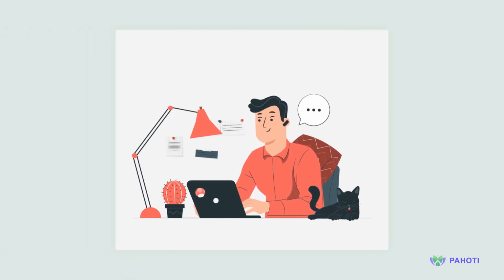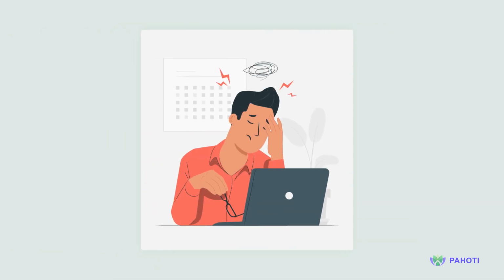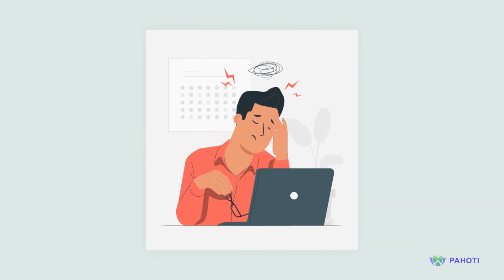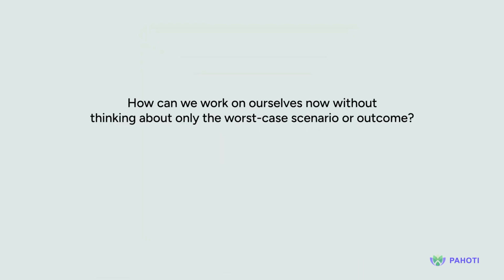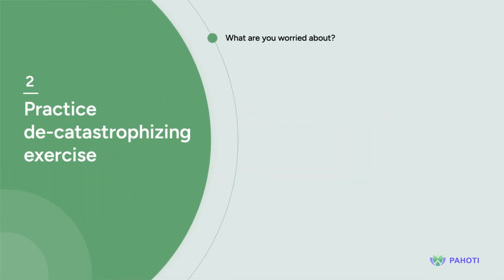For example, it may have happened that A's boss remarked on his delivered task, "This needs to be more detailed. Please update as soon as possible." Now, this made him catastrophize, believing that he will lose his job because his boss is not happy with his work. How can we work on ourselves now without thinking about only the worst case scenario or outcome? Try the following exercise. What are you worried about?